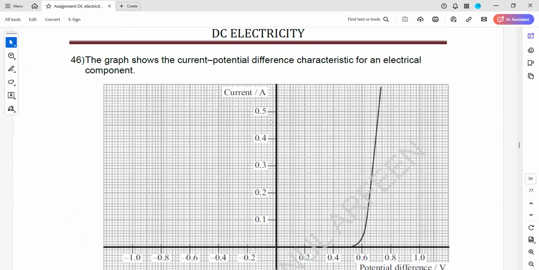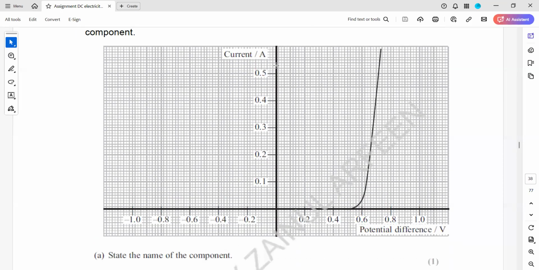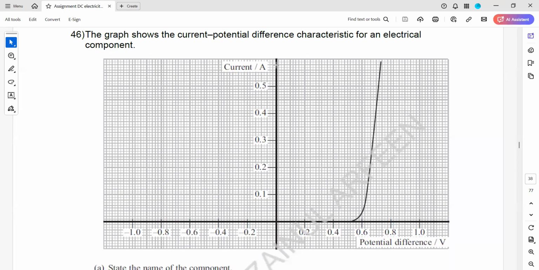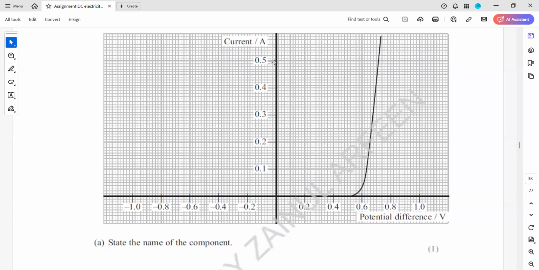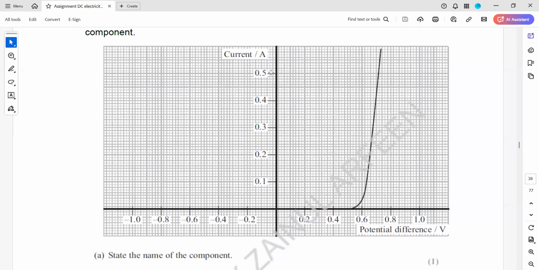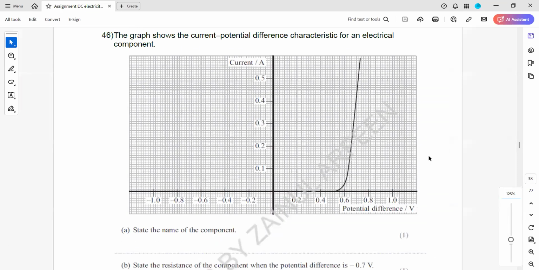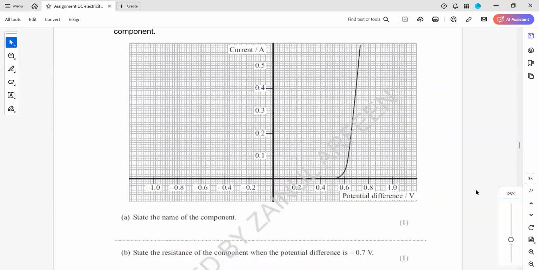In question 46, the graph shows the potential difference characteristic of an electrical component. So what is this electrical component? This is a diode. This is a characteristic graph of a diode. Because, as we have already discussed the internal working of a diode, it starts to conduct only at a certain voltage. Below that voltage, the barrier potential is high, so the diode is not able to conduct.